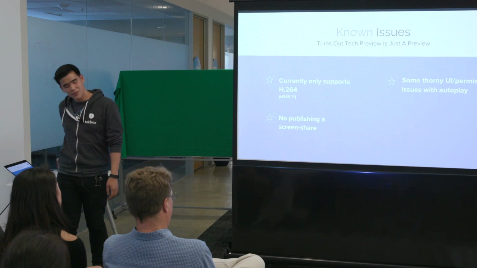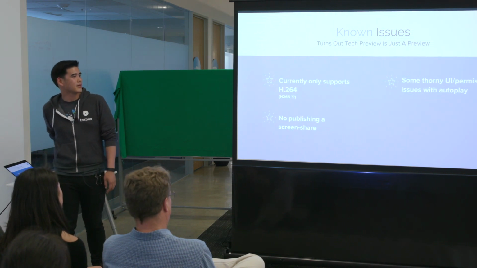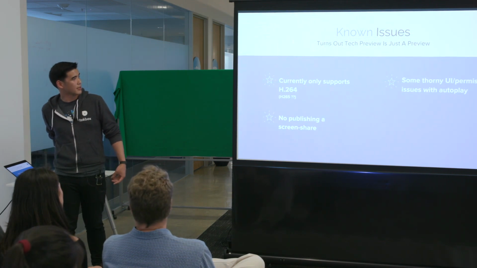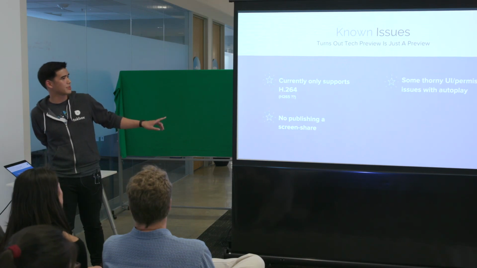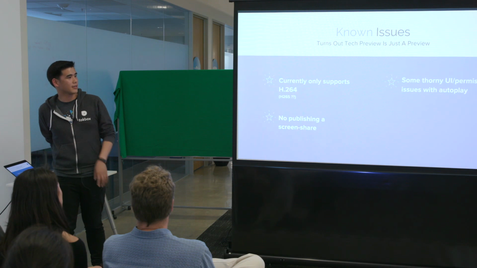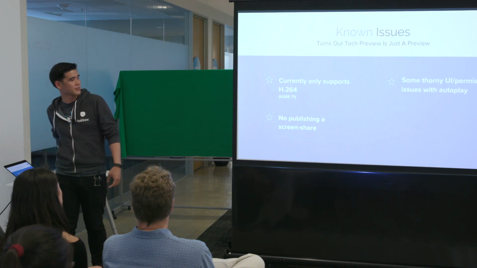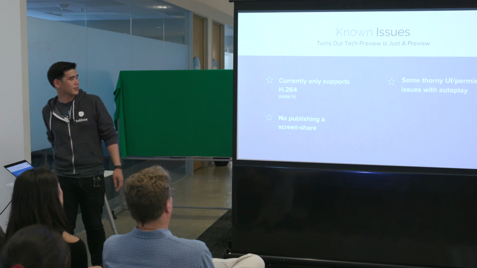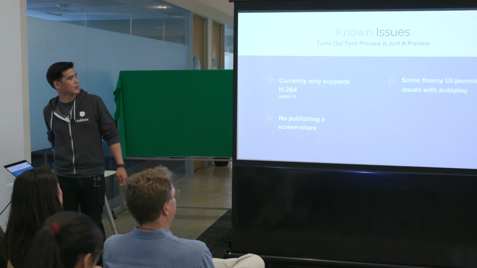But currently, they only support H.264. Most endpoints on Android will support VP8, but Safari will only support H.264, which, as you remember from Puneet's slides, kind of prolongs the codec war. Hopefully, everyone can come to agreement soon. Another issue is that right now they don't publish a screen share, but it's very possible they could finish that in the future.